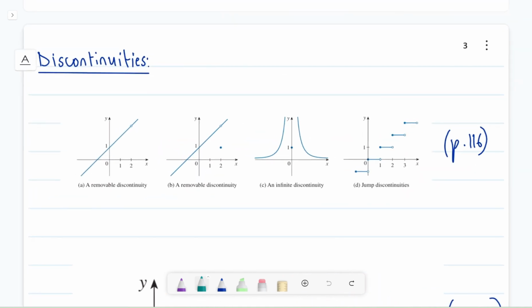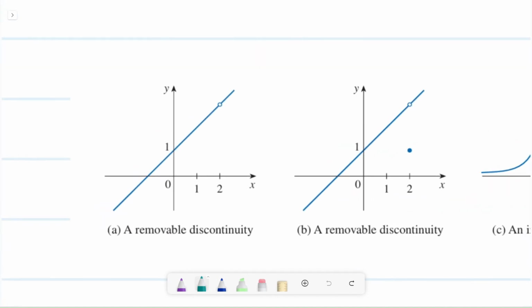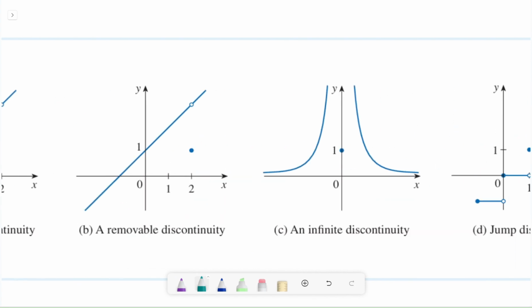Now let's look at discontinuities. We have three types of discontinuities. The first one is what we call a removable discontinuity. As the name suggests, it's as if you had a point right here, but you simply removed it. This is how it looks in graph A. Let's look at graph B. We had a point right here, we removed it, and look, we put it somewhere else in the graph. But regardless of whether we have this other point or not, the fact that we have a point that is removed from the curve means that we have a removable discontinuity.